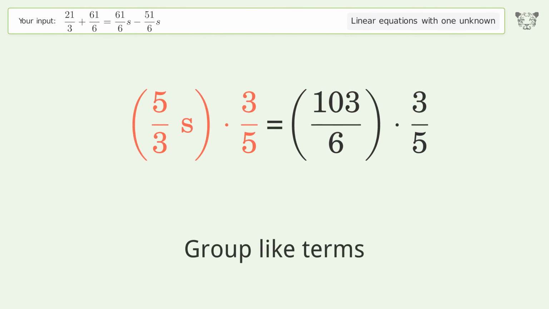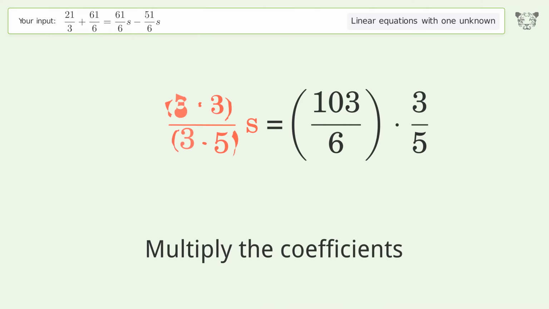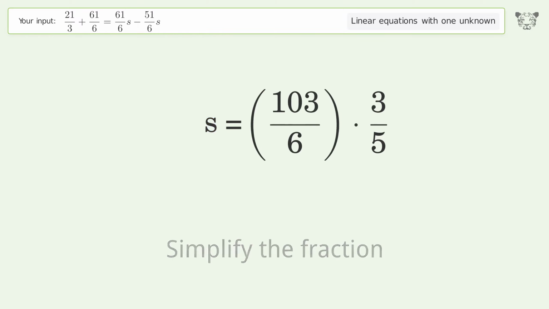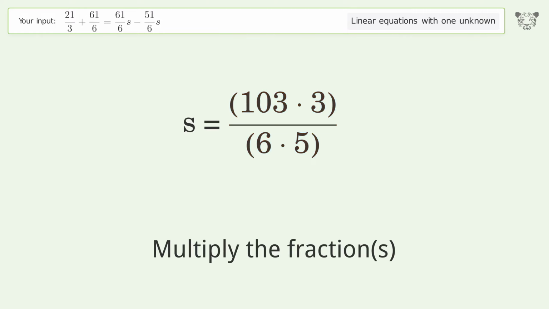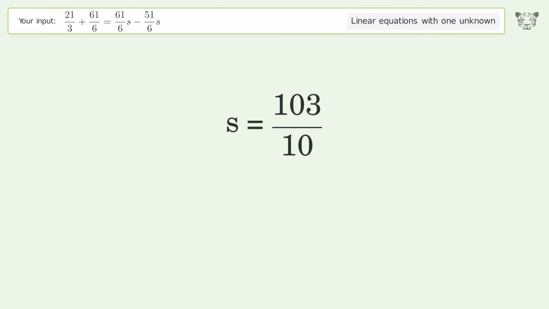Group like terms. Multiply the coefficients. Simplify the fraction. Multiply the fractions. Simplify the arithmetic. And so the final result is s equals 103/10.